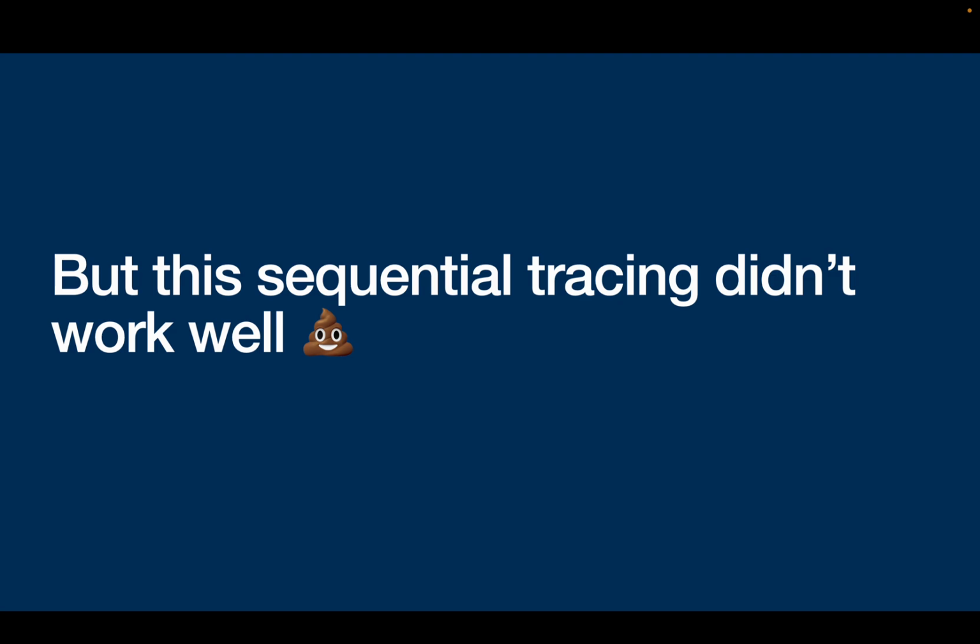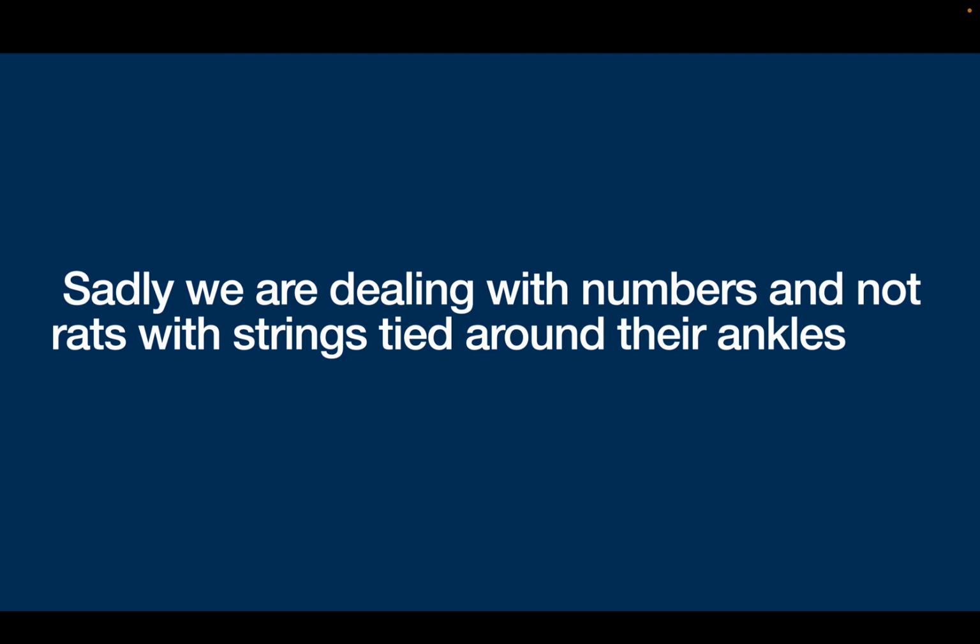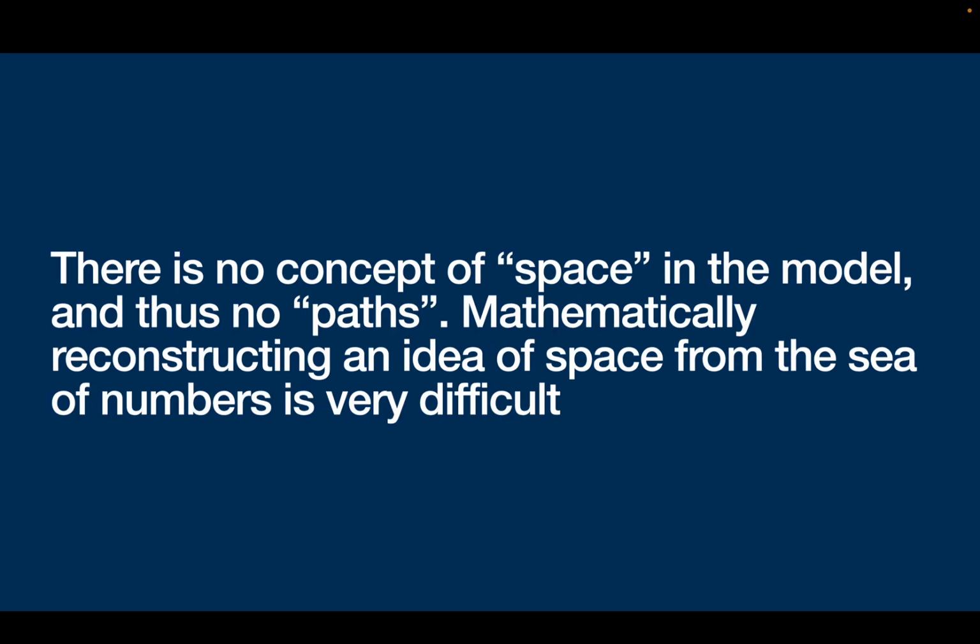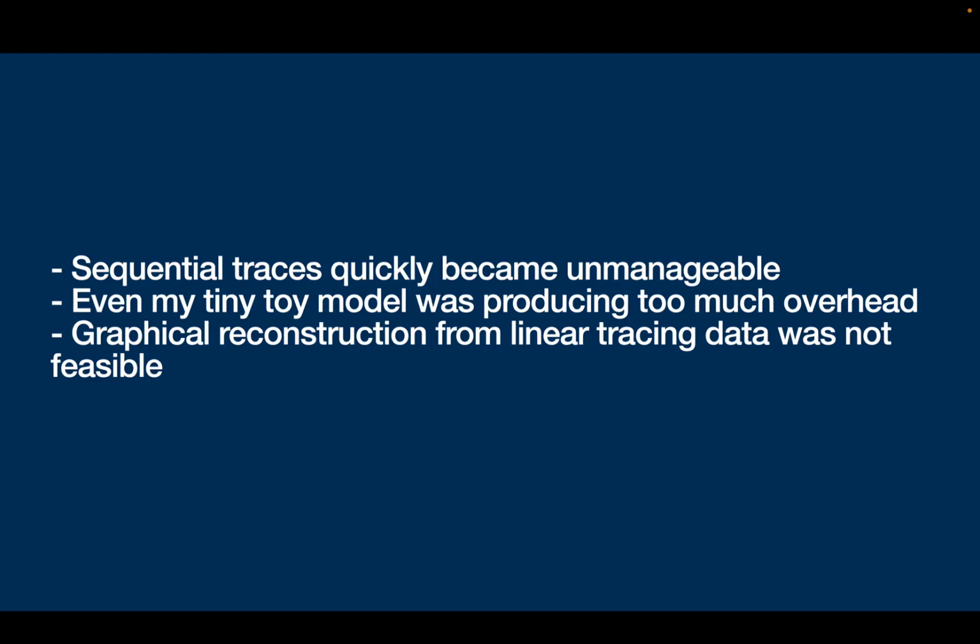This didn't really work so well. Maybe I just couldn't figure out how to do it, but really the problem was we're not dealing with concrete objects here. There's no single pulse that just begins and ends on one side of the model. There's no concept of space, there's no paths. So we'd have to mathematically reconstruct this, and that's very difficult. These traces became unmanageable, too much overhead. I couldn't figure out how to reconstruct these paths from the history of traces, even for a very simple model, even though I do think there's something to this idea.